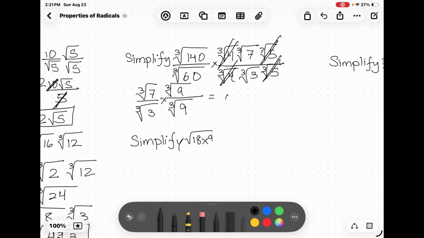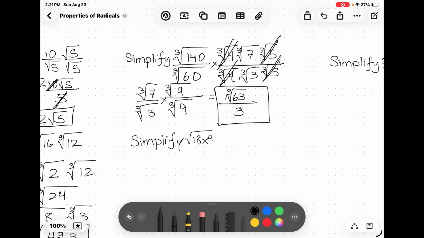Okay, so the numerator is the cube root of 63. Can't simplify that anymore. And in the denominator, I've got the cube root of 27, which is 3. And there we go.